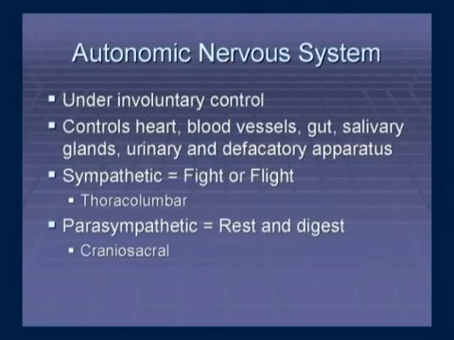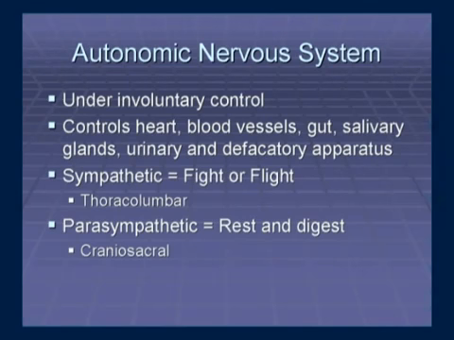I'll just briefly mention the autonomic nervous system. We're not going to get too into this. This is definitely part of the peripheral nervous system, but it's a very complex part of the nervous system that you can have many, many lectures on. This is generally under involuntary control. So what does that mean?